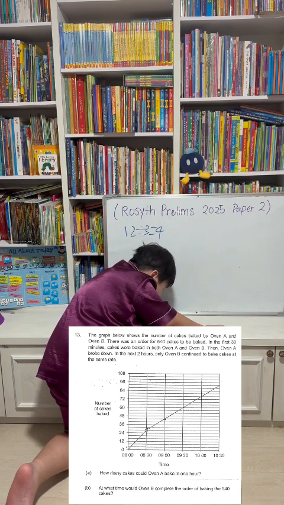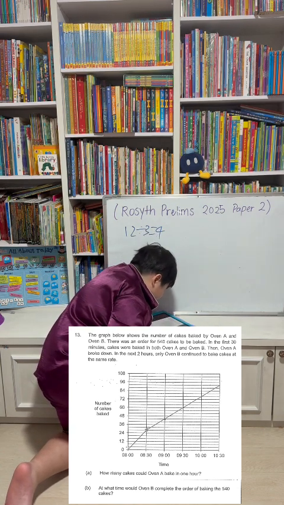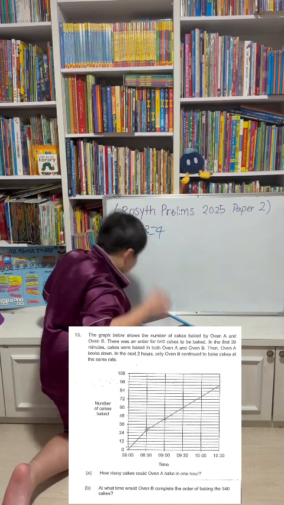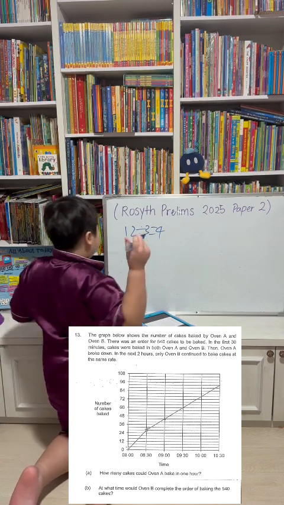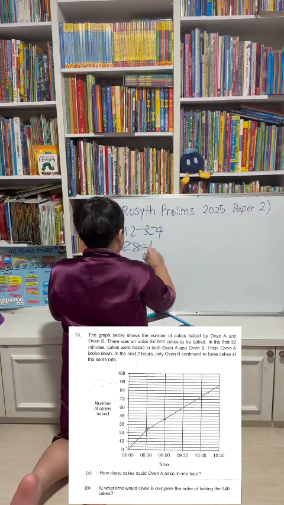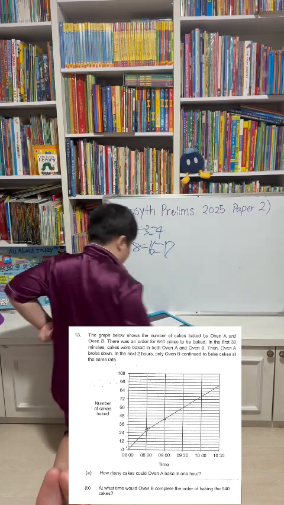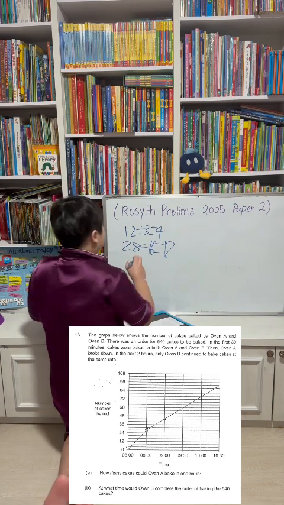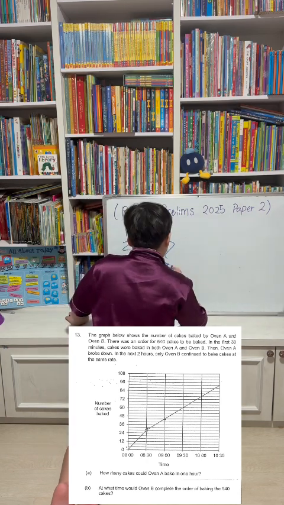Then we see that the number of cakes only oven B made is 16 for 30 minutes. So we can find how many cakes oven A baked in 30 minutes by doing 28 minus 16 equals 12. But we need to find how many cakes oven A could bake in 1 hour. And 1 hour is twice of 30 minutes. So we could do 12 times 2 equals 24. This is our answer for A.